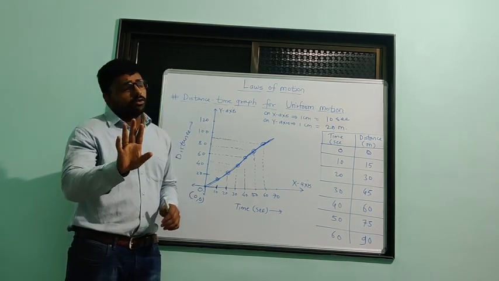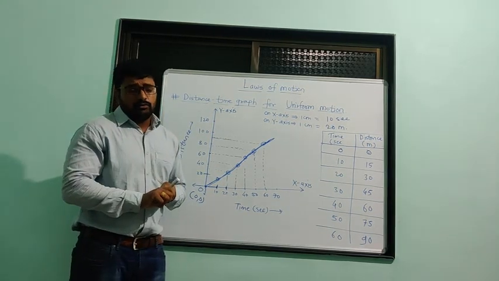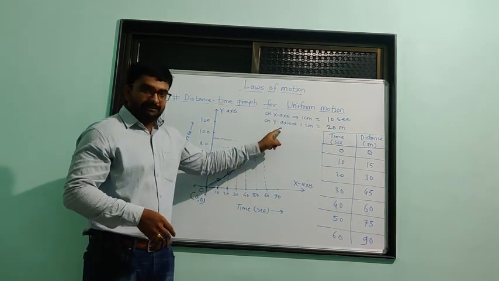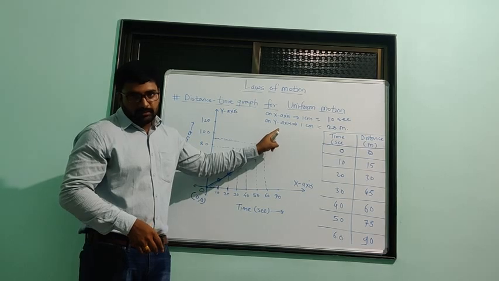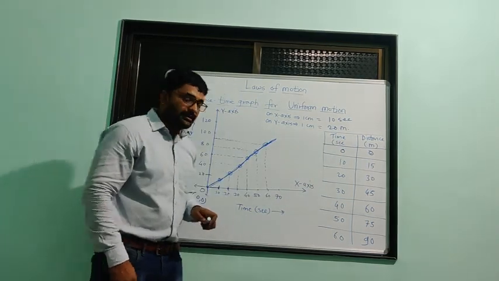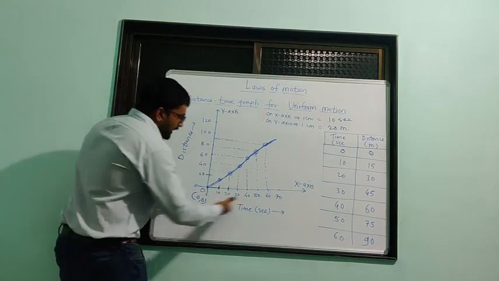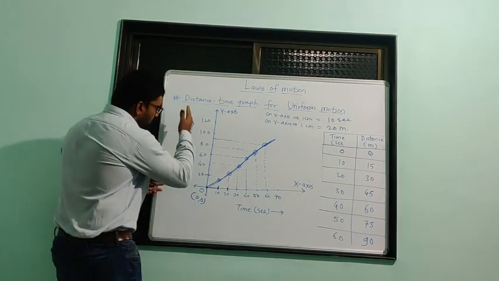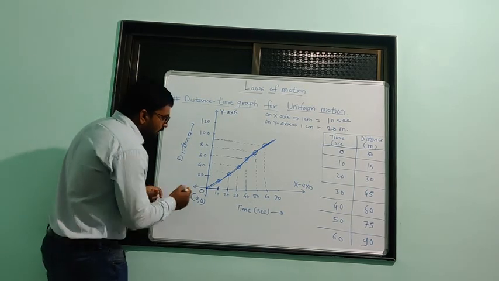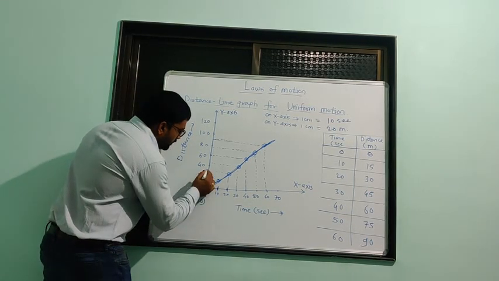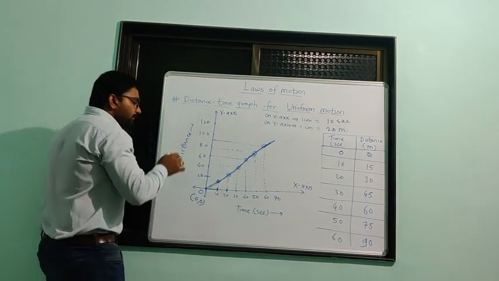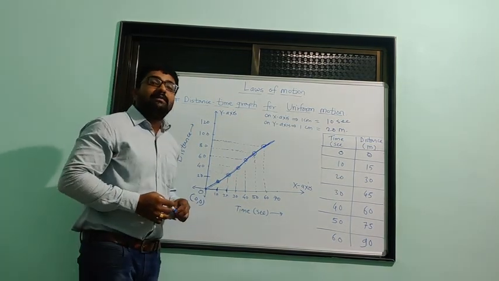Okay, so whenever you draw a graph, this is something you have to remember. I tell you again: first is the scale, this is the important part, and two things we have to draw, first time and second distance. On the x-axis we take time, on the y-axis we take distance, and we see after 10 seconds how much distance is covered.